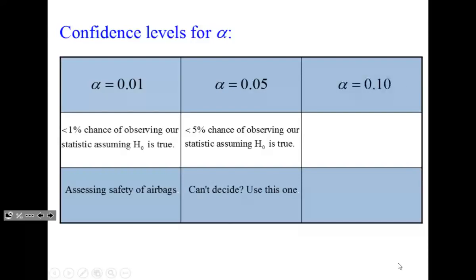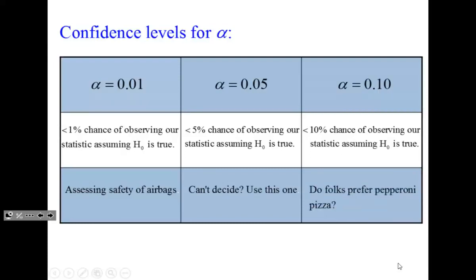Of course, the next one we have, this one doesn't come up a whole lot, is alpha is 0.1, or alpha level's 10%, sometimes you'll hear people say. This means we have less than a 10% chance of observing the statistic if the null hypothesis was true. And this would be questions like, do people prefer pepperoni pizza over, say, hamburger? This is for things that could be important, but no one's life is depending on the answer.